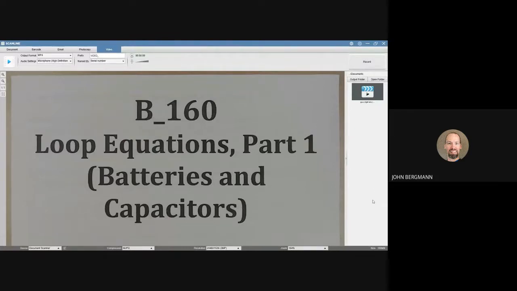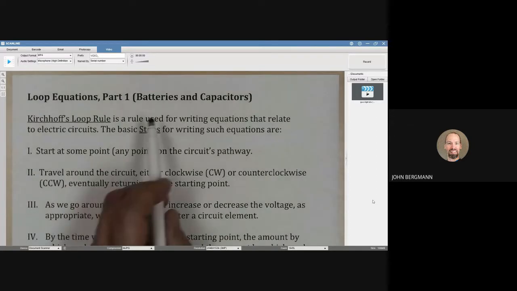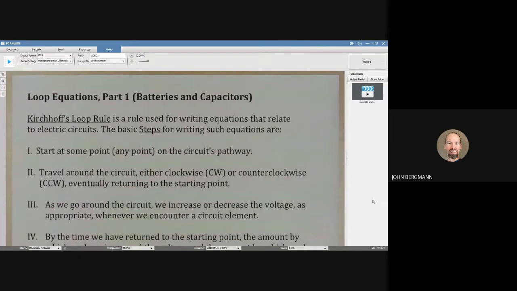Loop equations part 1, batteries and capacitors. We're going to run into loop equations with resistors later, but this is our first run at what a loop equation is, and we're going to employ batteries and capacitors.